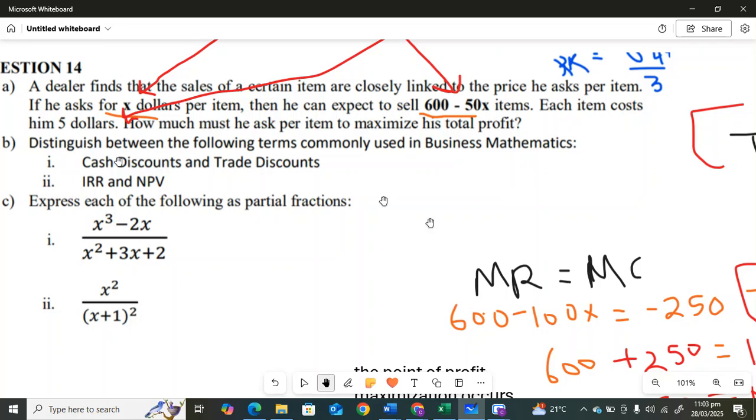What is 10% of 5,000? It's 500 kwacha, I believe. So the person's paying you 4,500. Anyway, they're paying you less, basically.